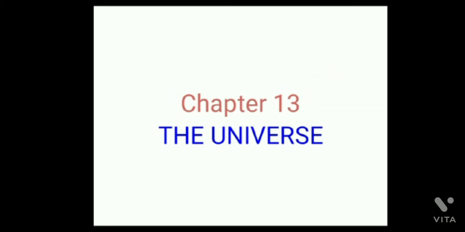So here children, today we are going to revise chapter 13, the universe. First thing, in the universe we see lots of things like sun, moon, planets, and stars. Stars you can see with your eyes. Moon and sun are also visible to us. But to see planets more clearly, we use telescopes.